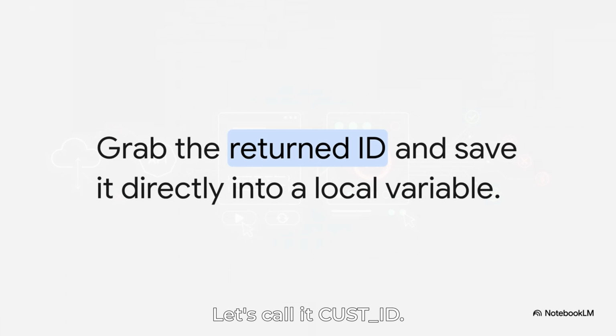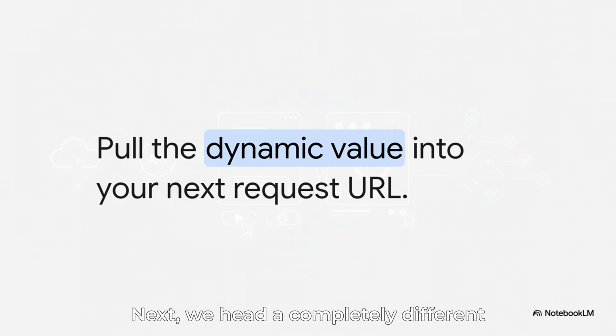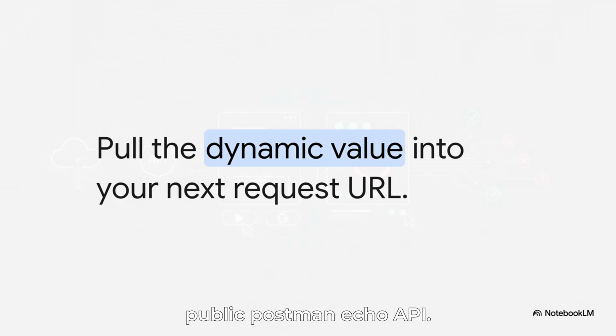Let's call it cust_id. Next, we hit a completely different endpoint, like the public Postman Echo API. By using double curly braces in the URL, we pull in that exact dynamic cust_id value. We've completely eliminated manual data entry. It creates a flawless, end-to-end data flow that simulates actual application behavior.